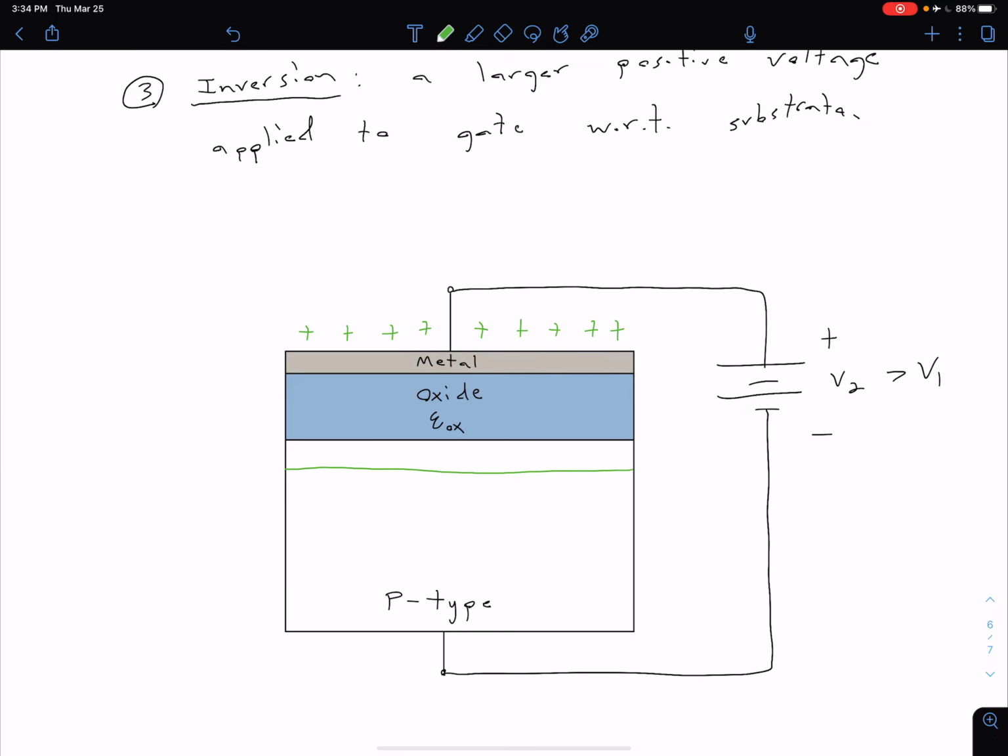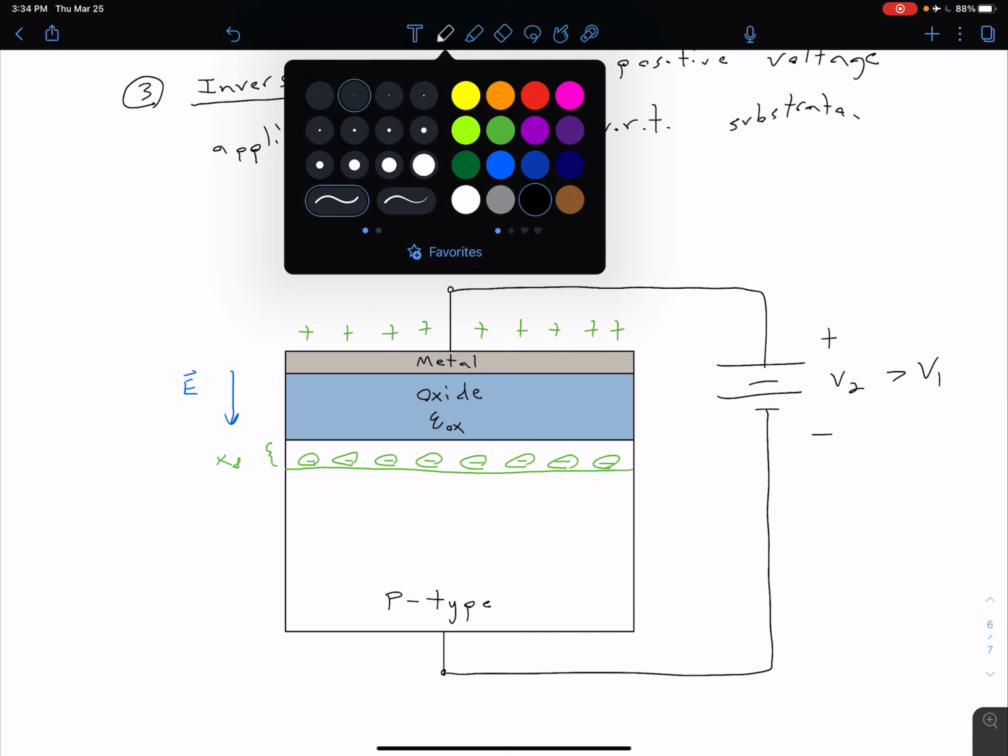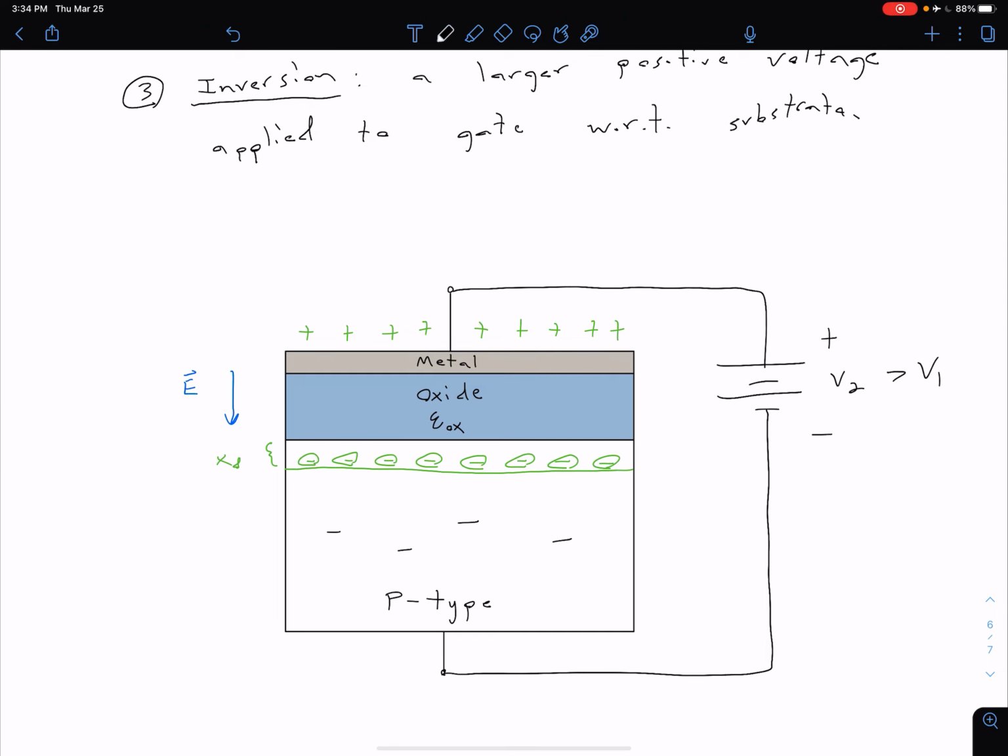So we have some region here, which is depleted of our charge carriers. Let me draw a few of these fixed ionized acceptor impurities, which are going to be throughout the depletion region. We still have some depletion width, XD, and of course we still have some electric field in this direction, E. What we're going to see though is as that V2, as that gate voltage gets larger and larger, we push away the holes, but at a certain point, that depletion width is going to reach a maximum value, and now we're actually going to start attracting minority carrier electrons from the p-type bulk.